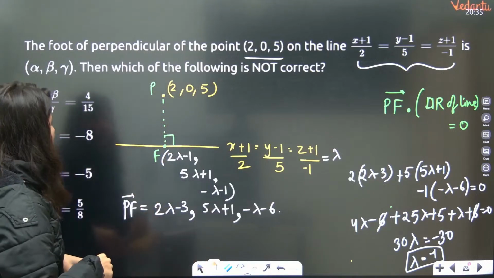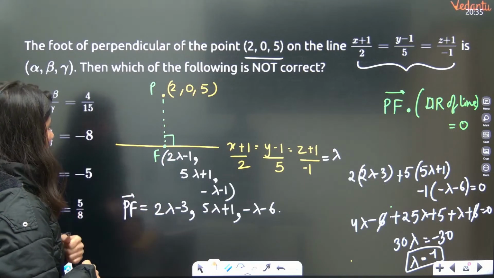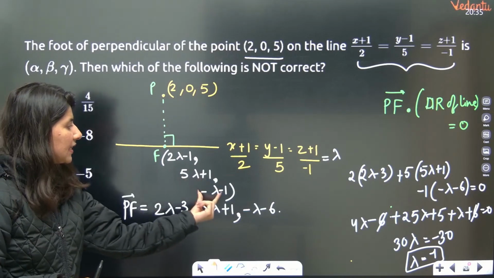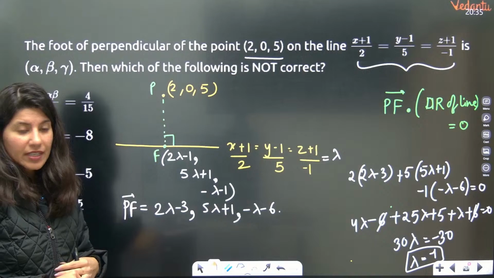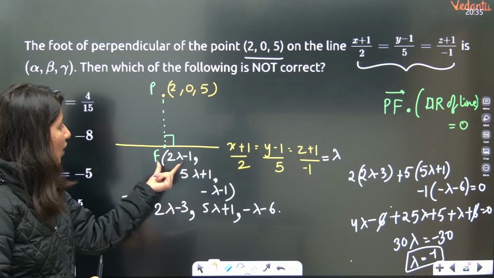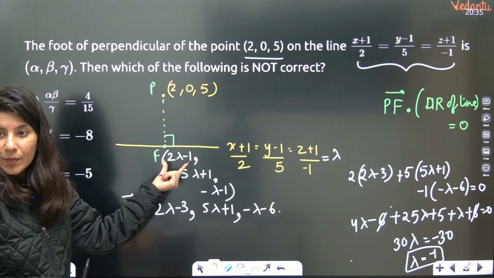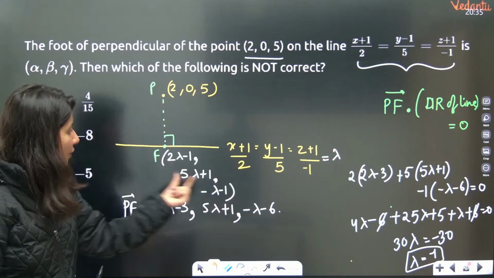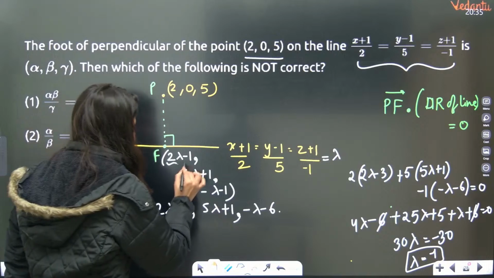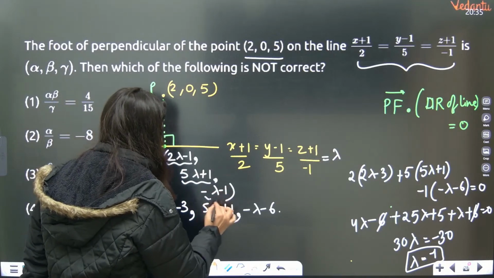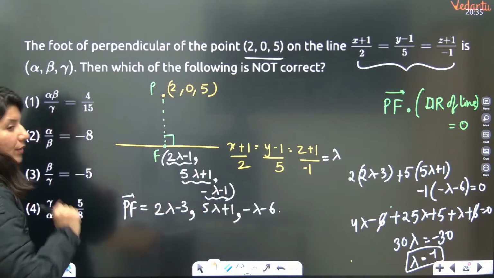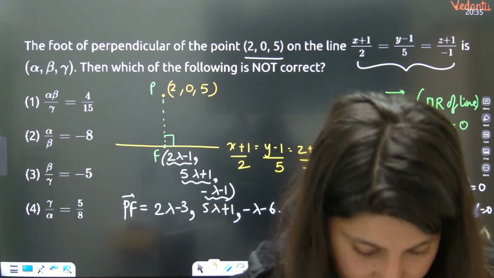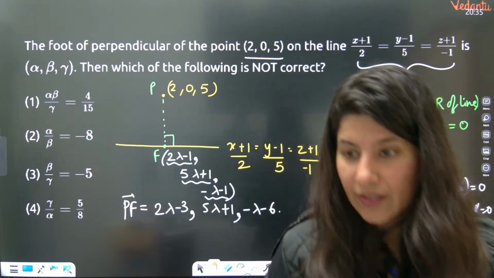So lambda is minus 1. If you put it in, what you're going to get is alpha, beta and gamma. So put the value of lambda over here. Alpha you'll be getting what? From here, alpha will be here. The moment you put lambda, you will get alpha, beta, and gamma. And eventually you can match the correct answer. Clear?